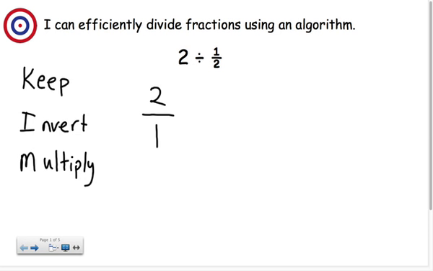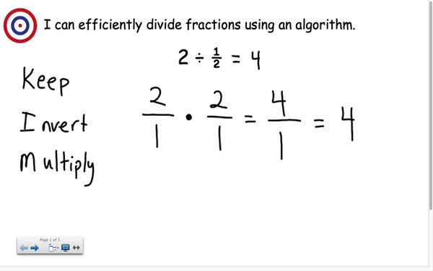I'm going to keep the first fraction. That's always the case. Then I'm going to invert the second fraction so that 1/2 becomes 2 over 1. And then I'm going to multiply. Because it's a multiplication, we've learned that the algorithm is just multiply across. So 2 times 2 is 4, 1 times 1 is 1, and 4 divided by 1 is 4. The algorithm keep, invert, multiply works here, and we find that 2 divided by 1/2 is 4.